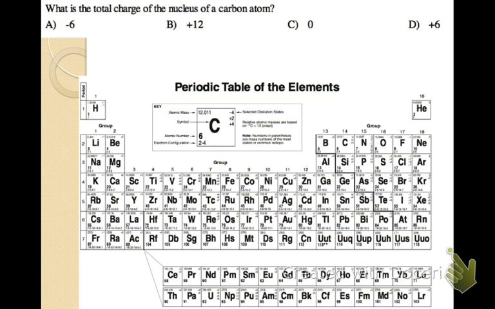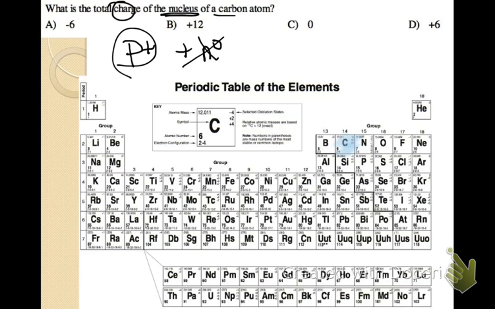And the next question: what is the total charge of the nucleus of a carbon atom? So let's find carbon, which is right here. And we want to know what the nucleus is. So remember, the nucleus is made up of protons and neutrons, but we just want the charge, so neutrons don't have any factor in there. So we just want the total number of protons in a carbon atom. Since we have carbon here, we know that there's 6 protons in there, so it should be a plus 6 charge. Don't go for that negative 6, that's the number of electrons.